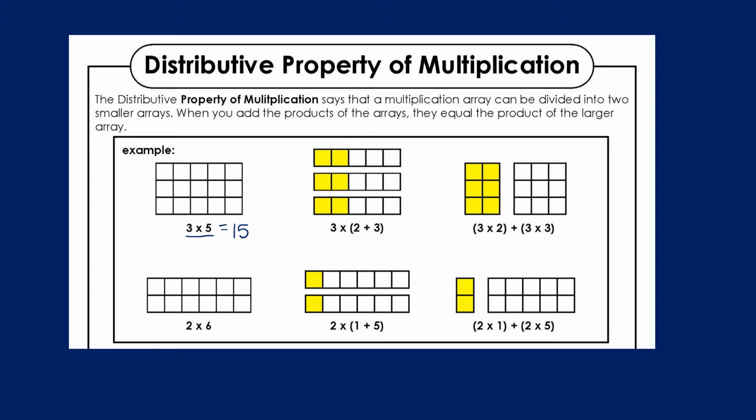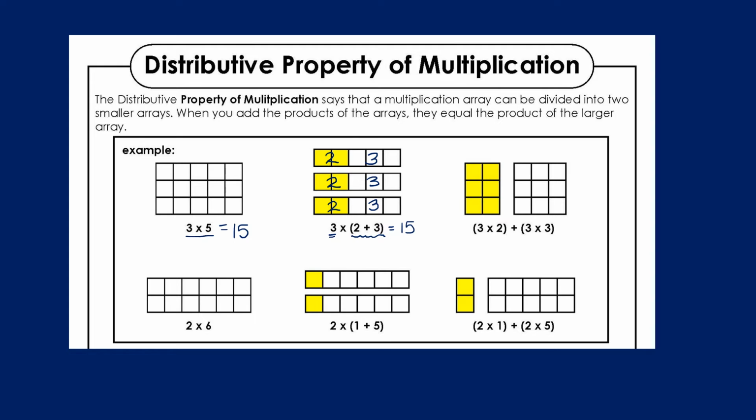Similarly, in our next set of arrays, we also have 15 squares. But we have 3 groups of 2 plus 3. Here we have 2 yellow squares plus 3 white squares, in each group. And in all, that gives us 15 squares.